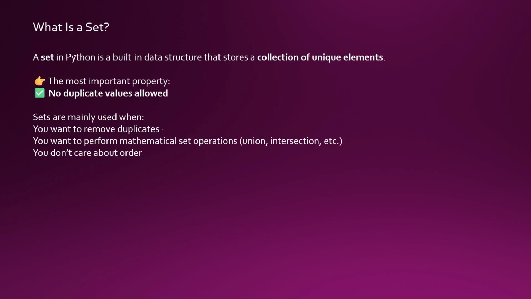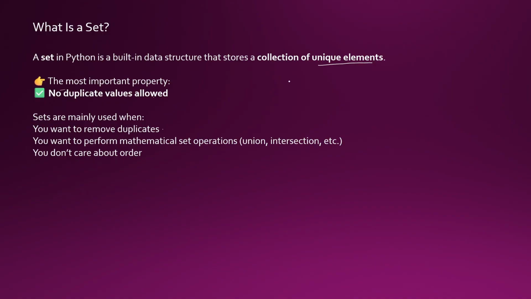So next is set. What is a set? A set in Python is a built-in data structure that stores a collection of unique elements. Just remember, unique elements. That means it doesn't store any kind of duplicate value. So the most important property is that no duplicate values are allowed. First of all, let's see how we can create a set.